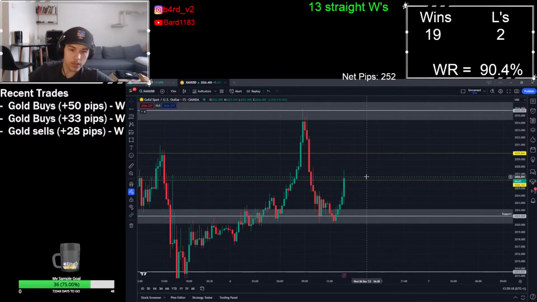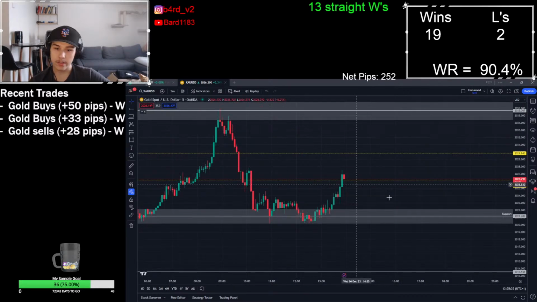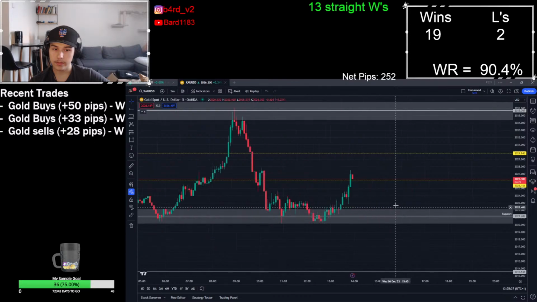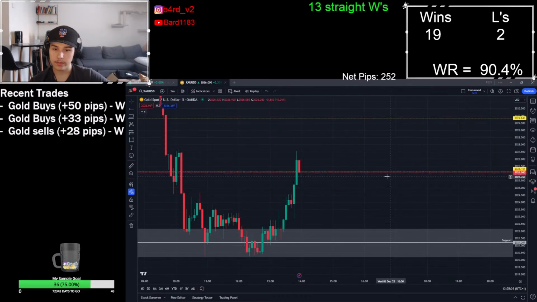Alright, can we close above 2026 and make a bottom wick here? We might be in some buys real quick. Quick buys before news here. Let's see if we can scalp some 5 minute plays here. This looks good as well.